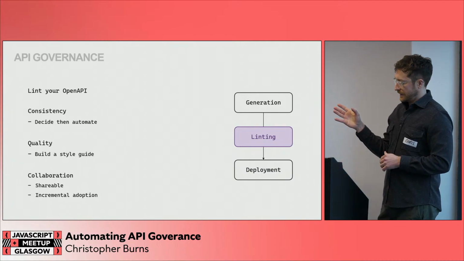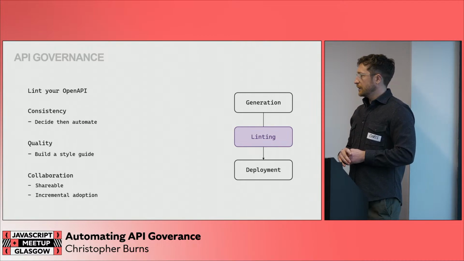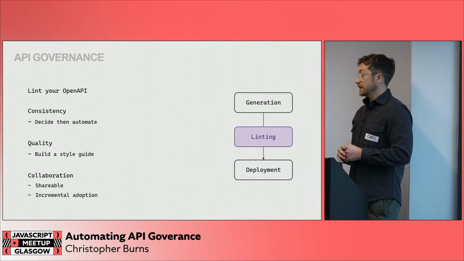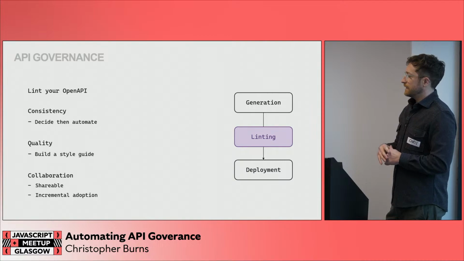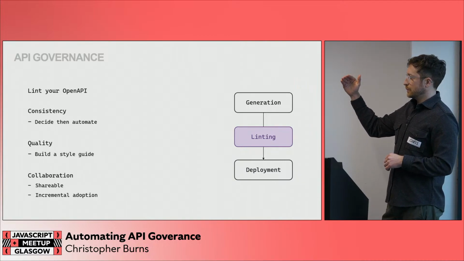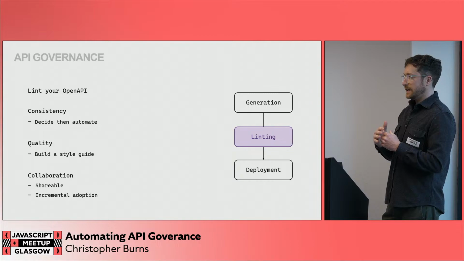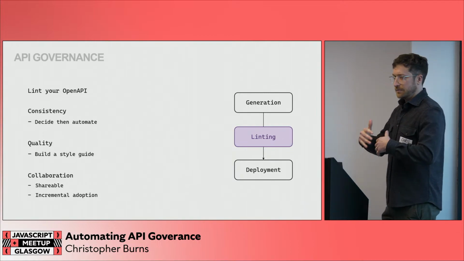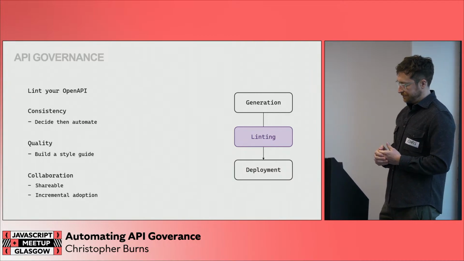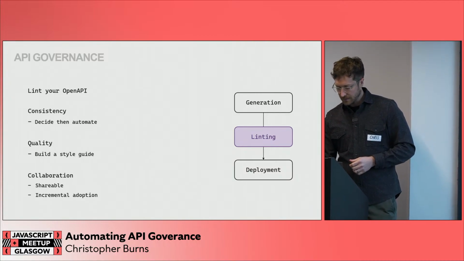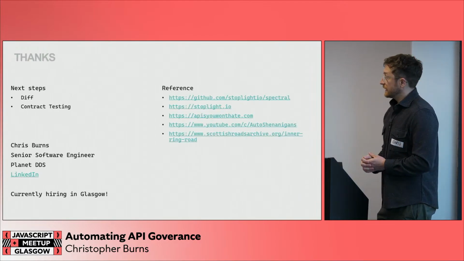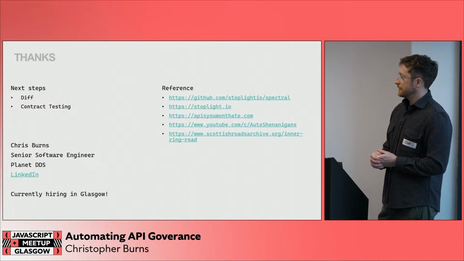And then in terms of collaboration, I think if you're working in a bigger organization, they're dead easy to share. You can just stick them on a URL. You can create your own packages as well. And the fact that you can override rules individually means they're quite easy to adopt incrementally. You don't have to do a big bang and break everyone's build straight away. So that's it for Spectral and linting.